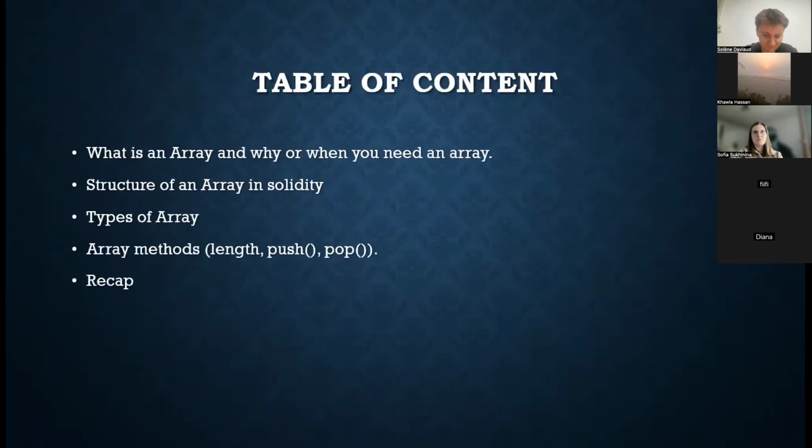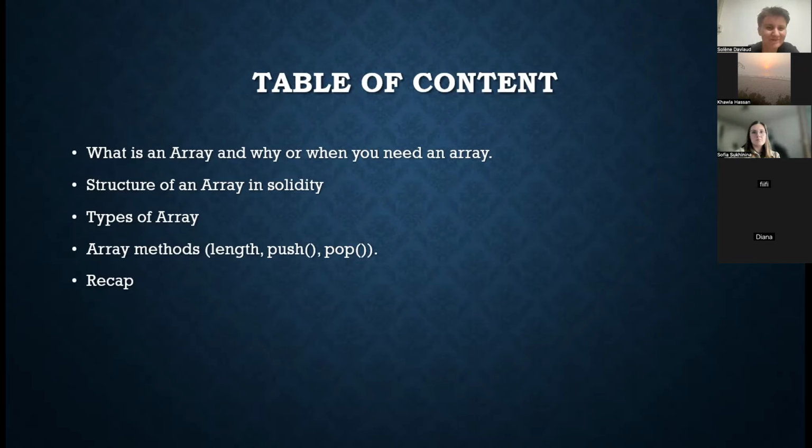All right, so this is the table of contents. We'll be talking about arrays: why or when do we need an array, the structure of an array in Solidity, types of array, and also array methods, that's length, push, and pop. We have more of these, but this is what we'll focus on regarding array methods. After that, we do some recaps. Is there anything I need to add? No, that's fine. You can go ahead.